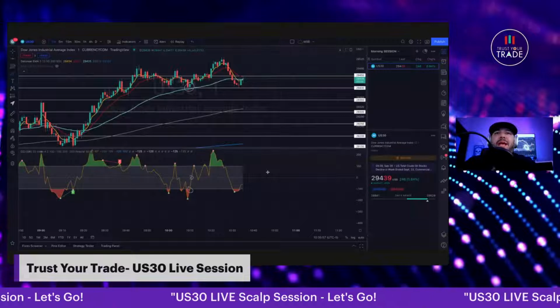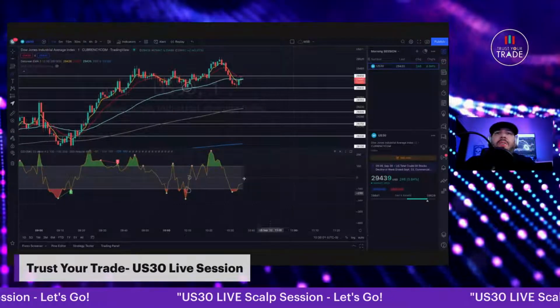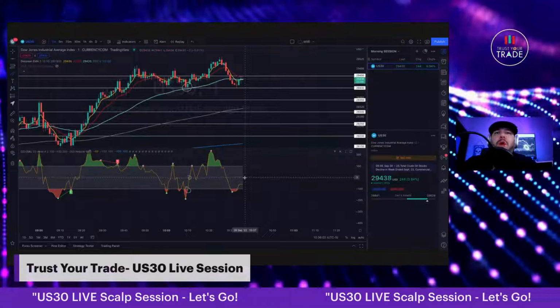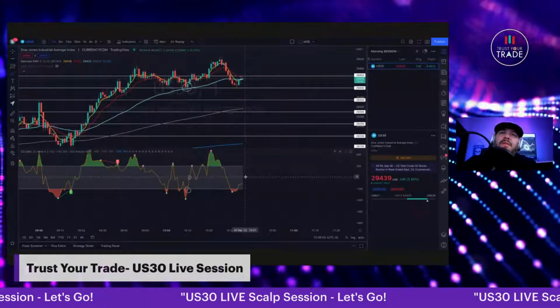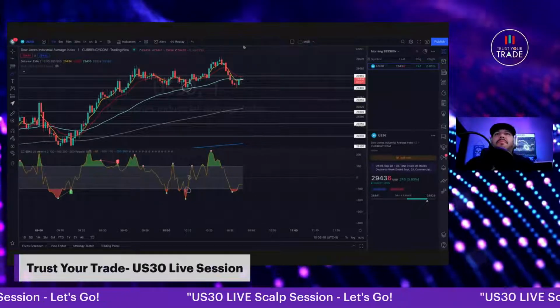Now, where do we set up again? We set up right here. We set up at the 0. When she crosses the 0, that next candle, at the close of that candle, we get in.